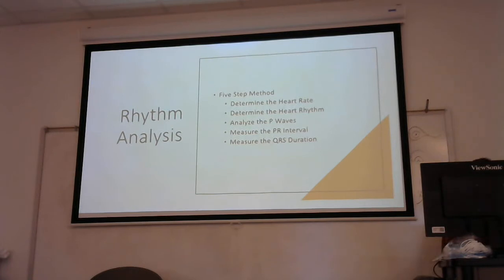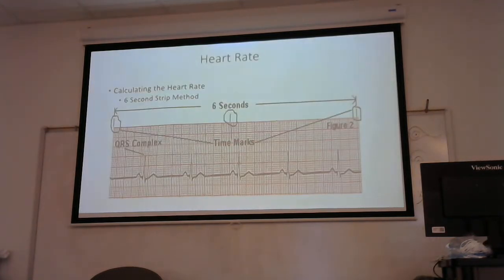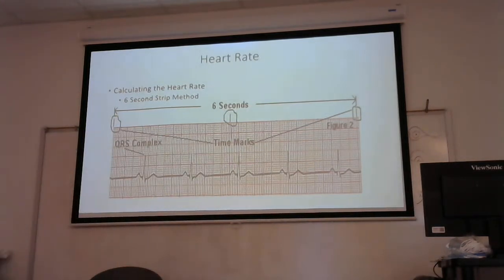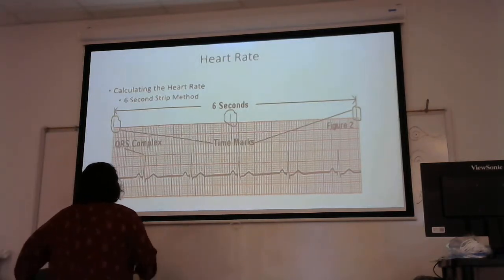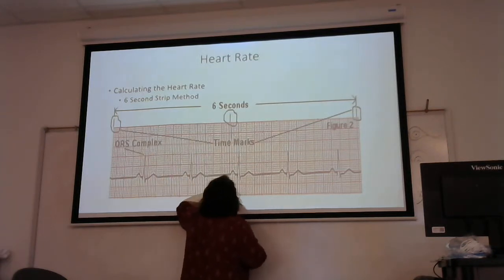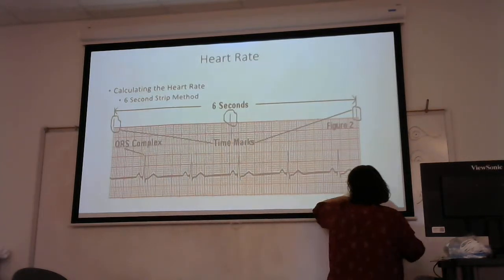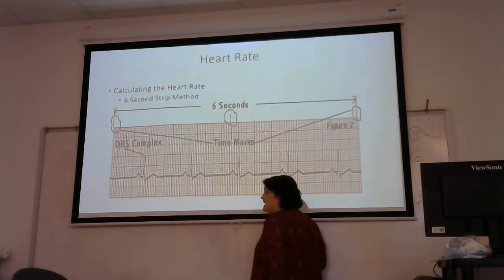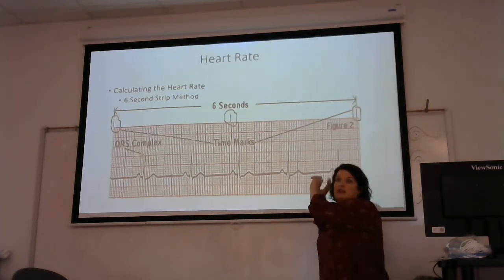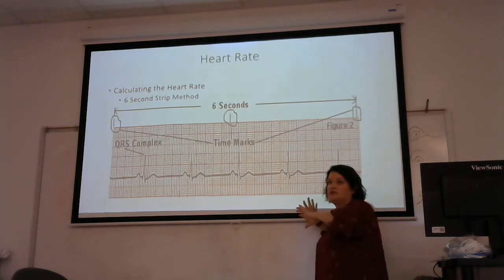Okay, so the very first thing that you want to do is determine the heart rate. So remember I told you we determine heart rate on a 6-second strip. So you have 6 seconds right here, if you look at your hash marks, from hash mark to hash mark, that's 3. And then from this one to this one, that's 3. So this whole thing is 6 seconds. For testing purposes, every strip I give you, you can assume it's 6 seconds. I'm not gonna make you figure it out and then figure out what the rhythm is, okay?